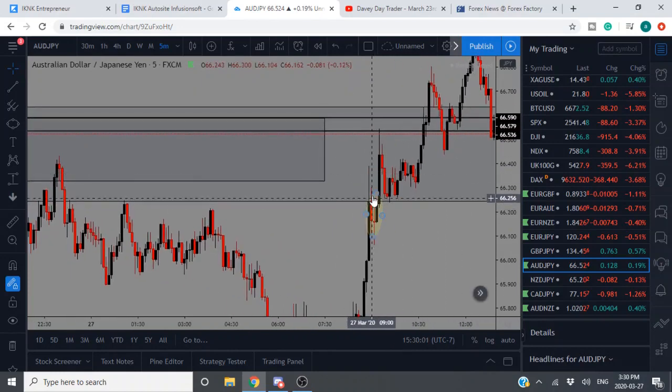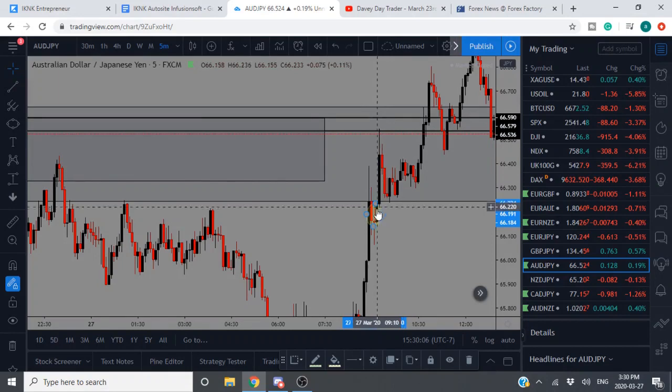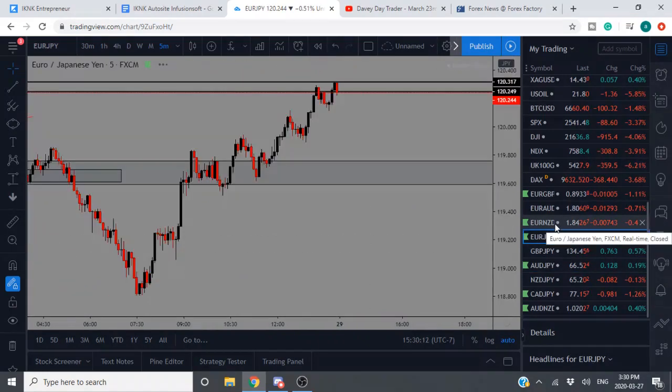Yeah, I still have it drawn out, and we were saying, hey, if you did take a short on this pullback, you definitely want to get out before this area of demand, right? So that's it. Let's see if there's any more.